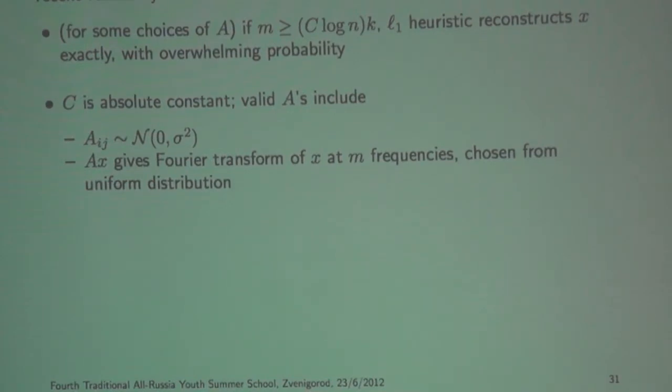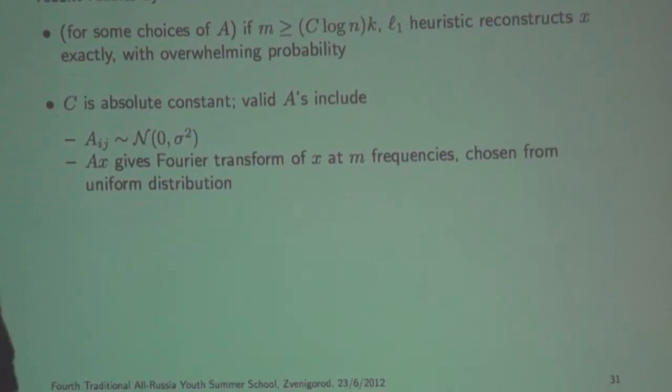Okay, so that's just shocking, right? It's amazing. It just doesn't make any sense, but it's true. And the valid A's would include things like random entries or a Fourier transform chosen at random and several other things like that. So, actually, how many people have seen or heard of these things?